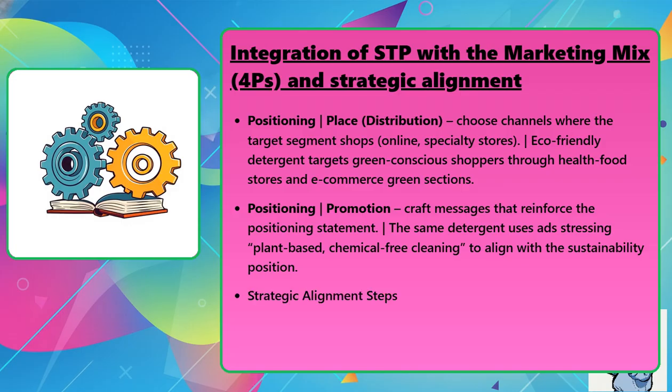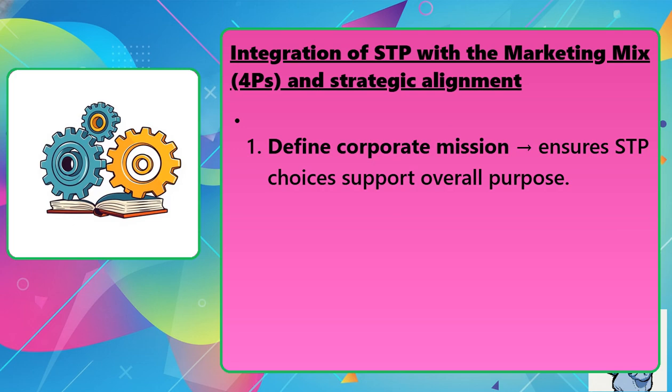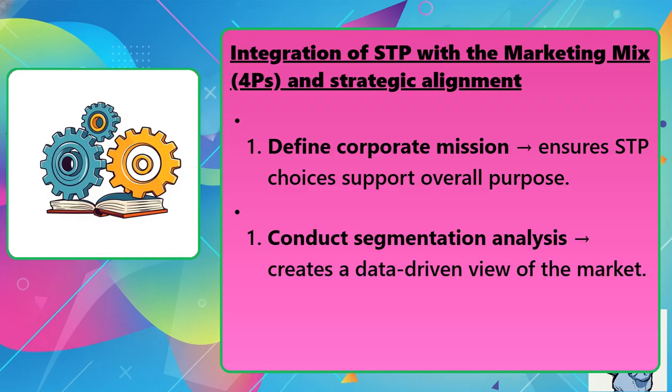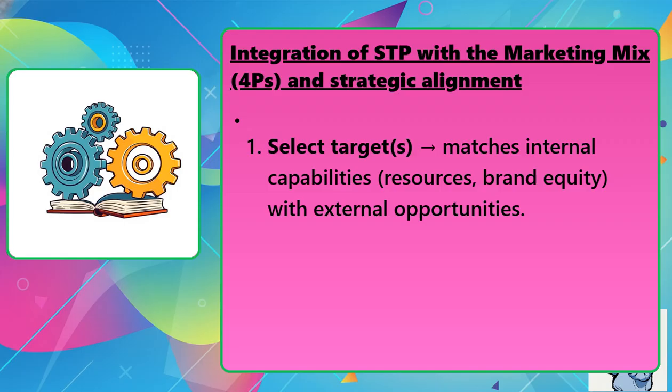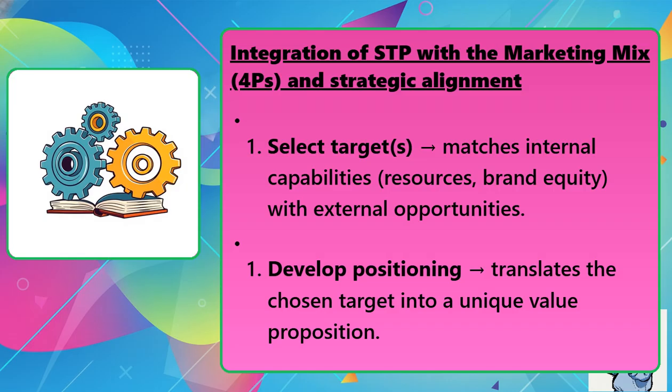Strategic alignment steps. Step 1. Define corporate mission. Ensures STP choices support overall purpose. Step 2. Conduct segmentation analysis. Creates a data-driven view of the market. Step 3. Select targets. Matches internal capabilities, resources, and brand equity with external opportunities. Step 4. Develop positioning. Translates the chosen target into a unique value proposition.